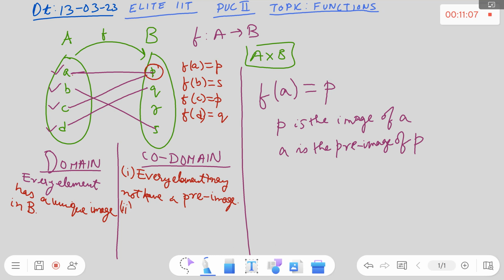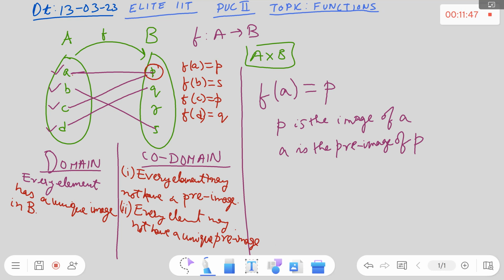And every element may not have a unique pre-image. Every element may not have a unique pre-image, isn't it? This is a property of the codomain. Clear? We can see clearly that the element p in the codomain set B has more than one pre-image, A and C, both of them, isn't it?